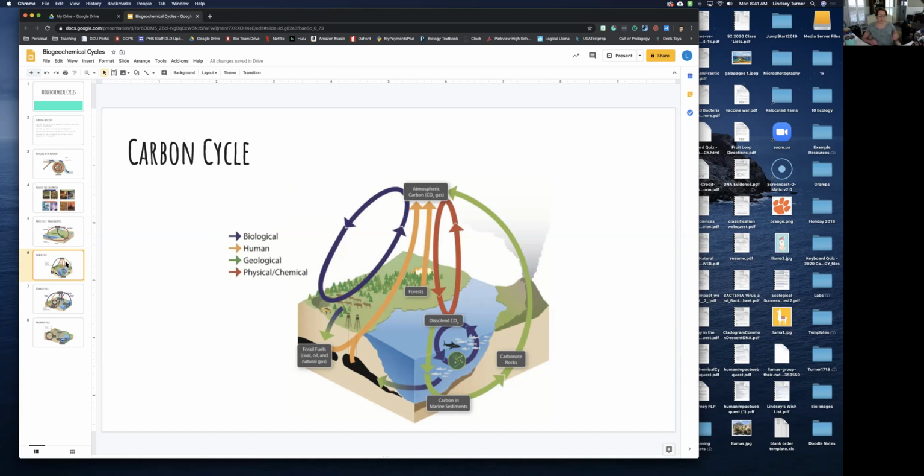But the big takeaway with the carbon cycle is that it is the only one that has all four colored arrows. It has a biological factor, human impact, geological, physical, and chemical. It's the only one that has all of those combined with it. Okay.